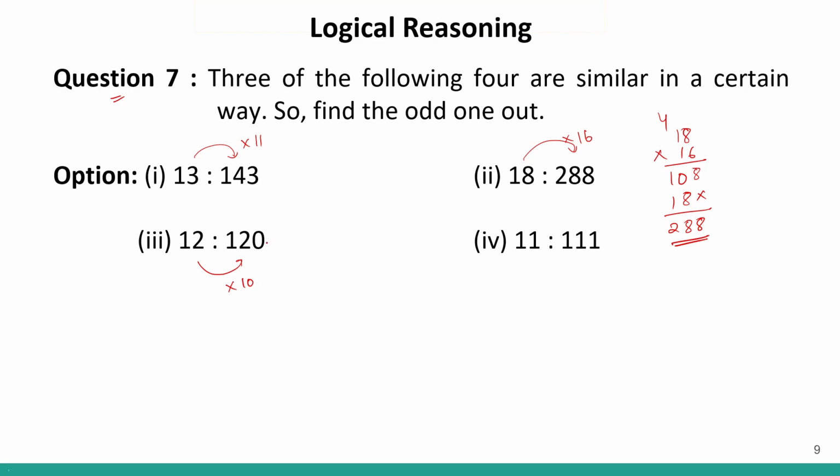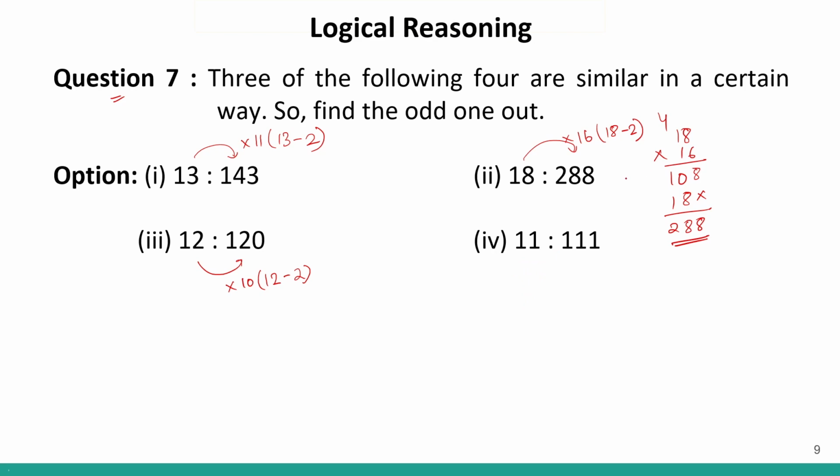Correct? Now if I multiply it by 10, I'll get 110. This is not a direct multiplication of 11. Correct? So over here, if I see, 11 can be written as 13 minus 2. 10 can be written as 12 minus 2. Correct? Similarly, 16 can be written as 18 minus 2. Okay? But here I am not sure.